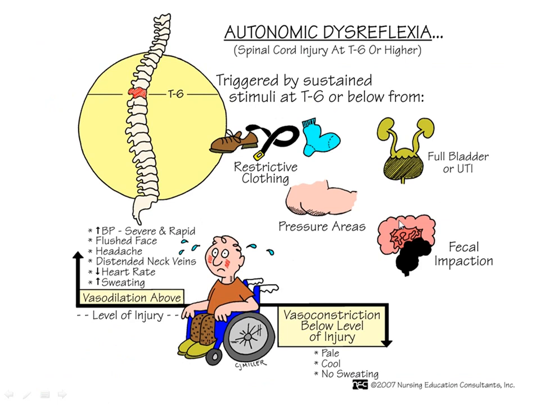I like these pictures. So the level of injury is at T6 or above usually, and there is a stimulus below, right? This could be a cause, bladder. Number one, right?